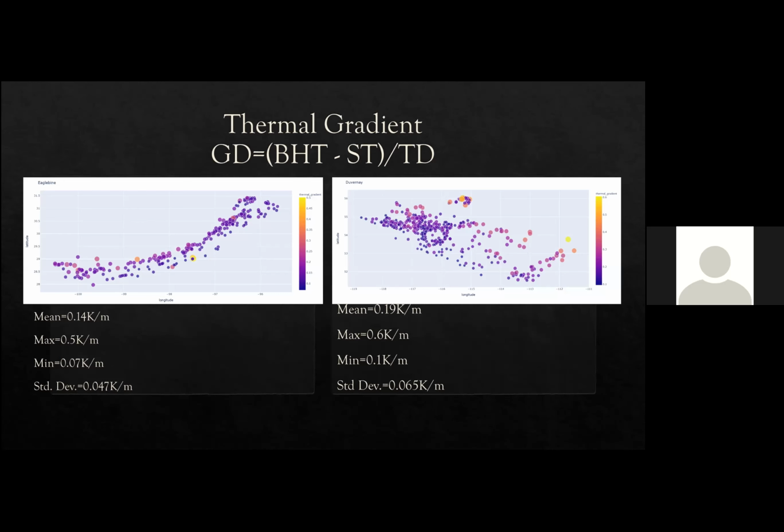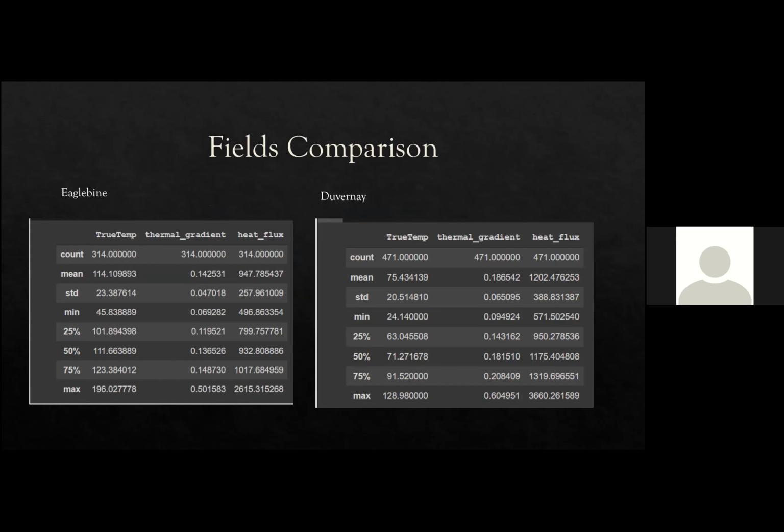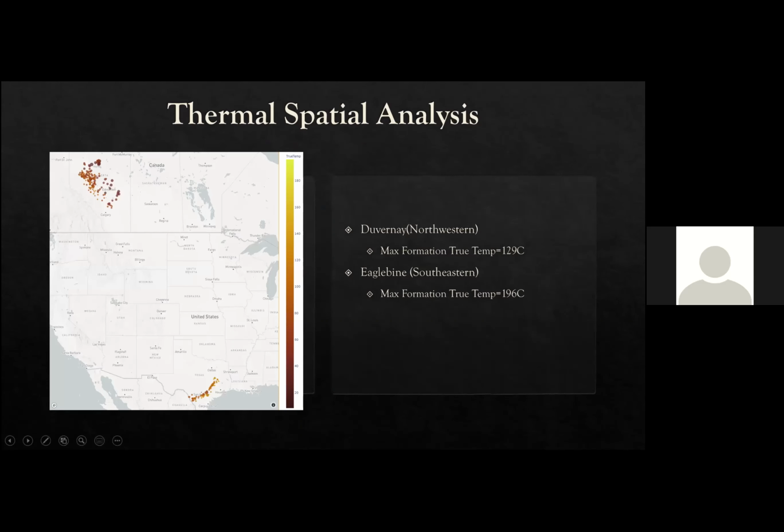Thermal gradient is temperature per meter down the well hole. It is necessary to find and calculate the heat flux, which we assumed a good indicator of thermal potential. Thermal energy potential was calculated by the conduction heat flux equation, resulting in a heat flux being averaged at 1202 watts per meter squared in Duvernay and 947 watts per meter squared in Eaglebine.